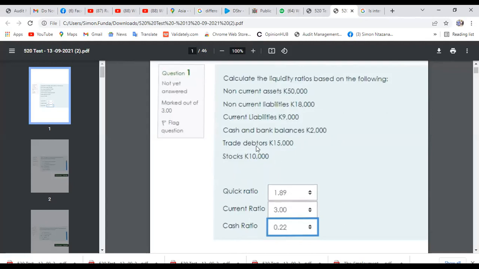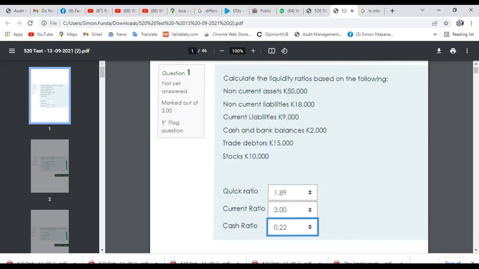From the information, the most important thing is to know the formula. We need to know the formula of how to calculate the quick ratio. We need to know the formula of how to calculate the current ratio. Then from there, you'll be able to find the correct answer. So for example, on the quick ratio, you just press the arrows to search for the correct answer, right? Yes, so you need to calculate, then press and find the correct answer.